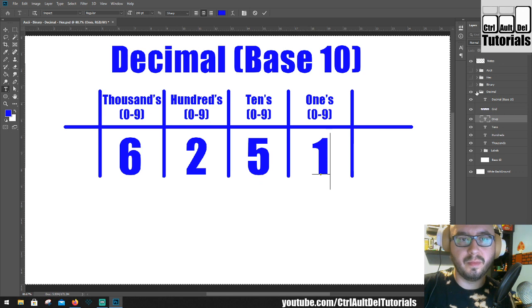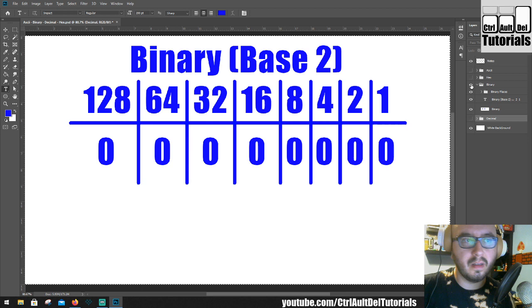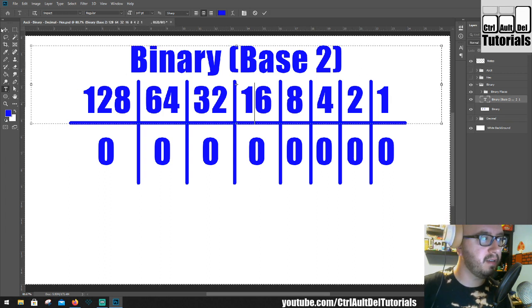Okay, that's decimal. Let's hide that. We'll come here to binary. Okay, this is binary. Guess what? It's base 2. Okay, which means each place value, so this is the 1's place, the 2's place, the 4's place, 8's place, 16's place, 32's place, 64's place, 128's place. I don't know if I'm saying those correctly, but those are the place values. So just like we had a 1's place and a 10's place and a 1000's place, these numbers go up by 2's. Okay, so they go up by 2's.